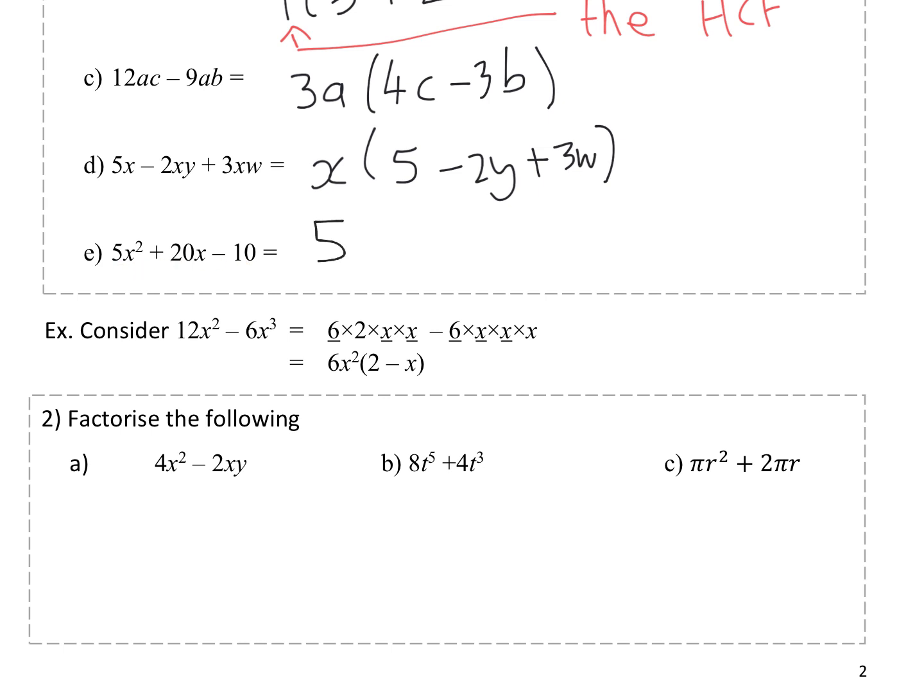On part E, if we look at 5x squared plus 20x minus 10, the common factor is 5. So 5 comes out of your bracket. 5 times x squared is 5x squared. 5 times 4x gives 20x. And 5 times minus 2 would give minus 10.